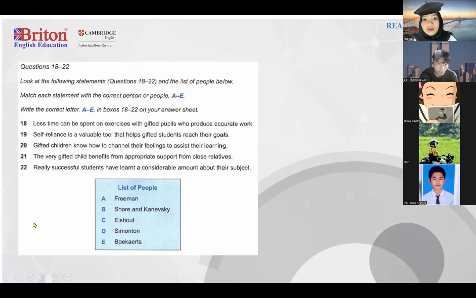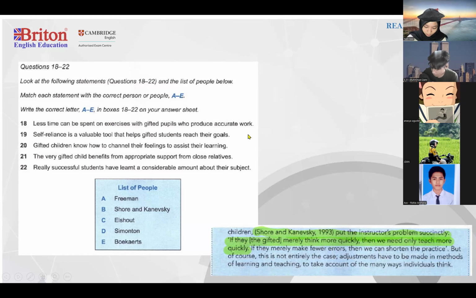18. Okay, let's check. Less time can be spent on exercise with gifted children who produce accurate work. Sedikit waktu bisa dihabiskan untuk latihan dengan anak-anak berbakat yang memproduksi hasil kerja yang baik. Semakin pintar, semakin cepat. Semakin cepat, lebih kurang waktu. It's matching, yeah? The meaning is matching, and yes, that's the answer.